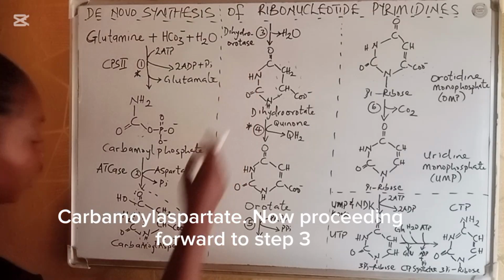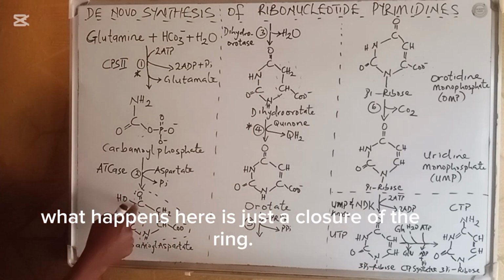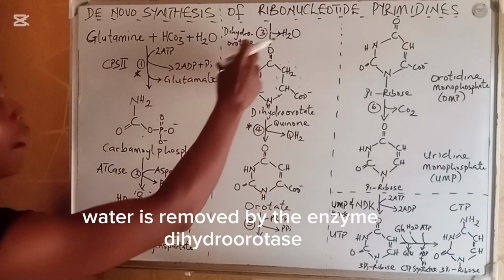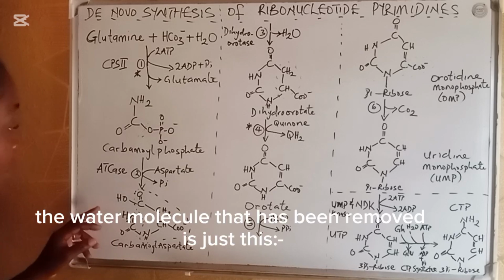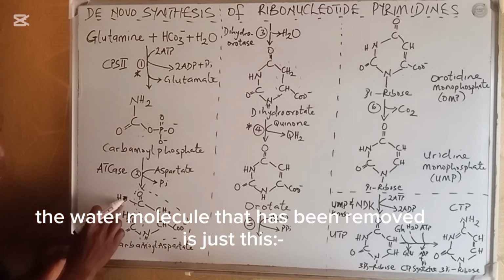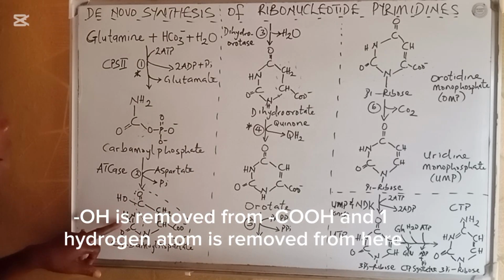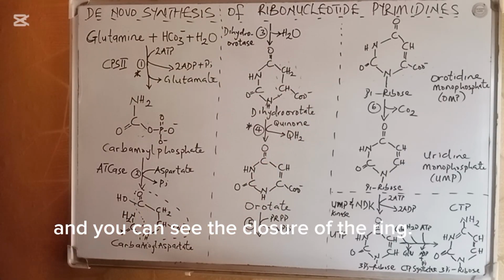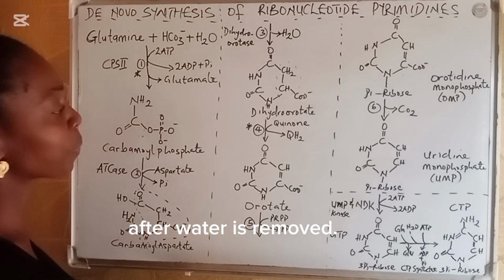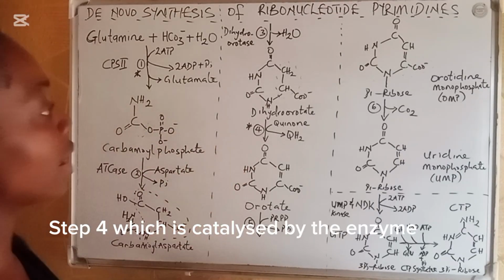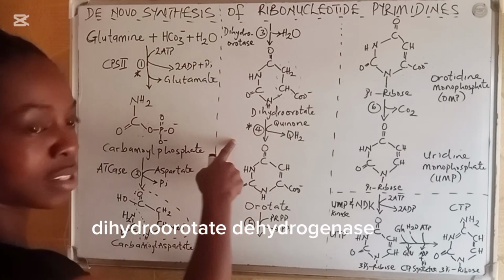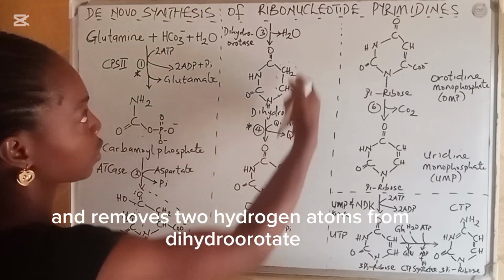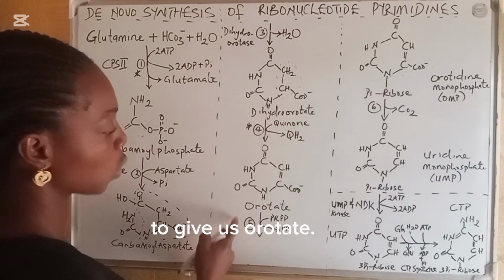Now proceeding forward to step 3, what happens here is a closure of the ring. Consider the ring is open here. And so here water is removed by the enzyme dihydroorotase. The water molecule that is being removed is just this OH and 1 hydrogen removed from here. So we now have CO left and NH, and you can see the closure of the ring. Water is removed. As step 4, which is catalyzed by the enzyme dihydroorotate dehydrogenase, quinone comes in as an oxidizing agent and removes 2 hydrogen atoms from dihydroorotate to give us orotate.